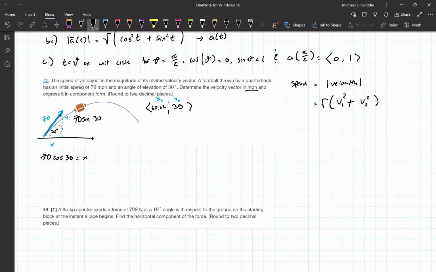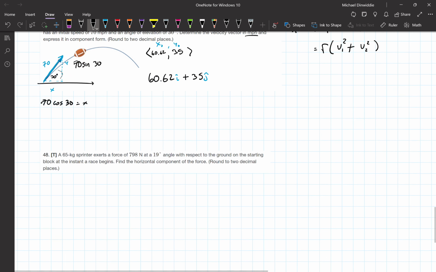Well, vectors are the exact same. So our vector should be 60.62 comma 35, and if you wanted to express it with standard basis vectors, that's also the same as 60.62 i plus 35, say it with me guys, 35j.